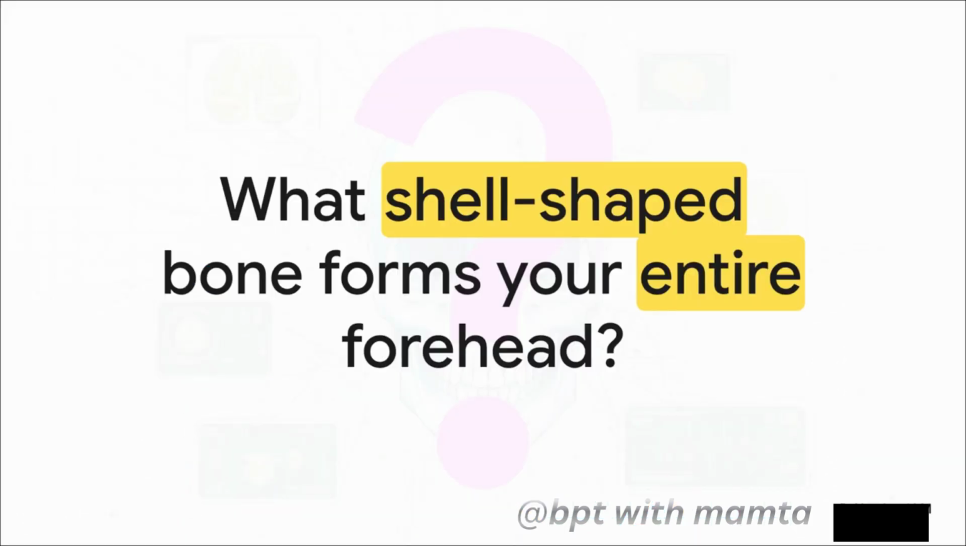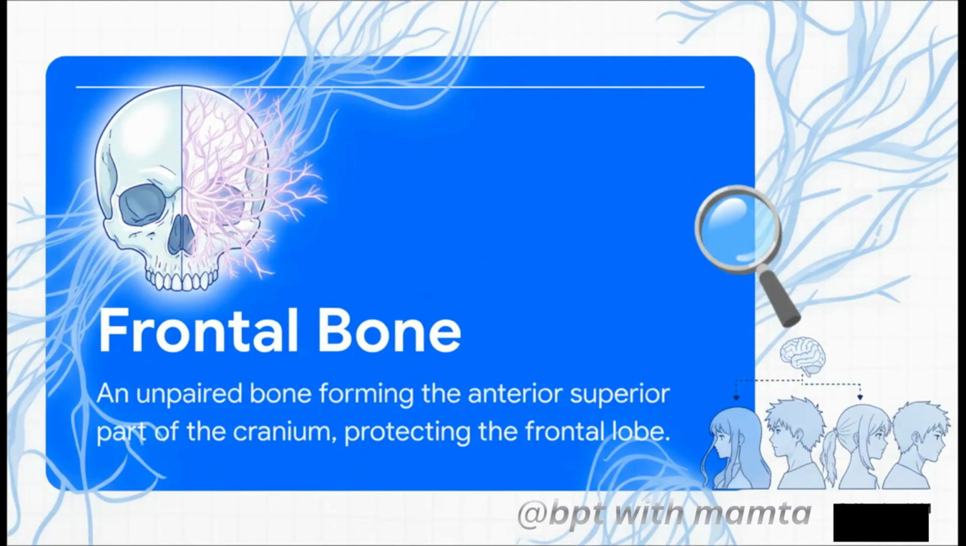Have you ever really thought about the bone that's right there forming your entire forehead? It's just one single shell-shaped bone, and today we are going to explore every last detail. And here it is, the frontal bone. It creates the whole front and top of your cranium, and its main job? Well, it's a big one. It's the protective shield for the frontal lobe of your brain. You know, the part that's responsible for your personality, for planning, for so much of what makes you, you.